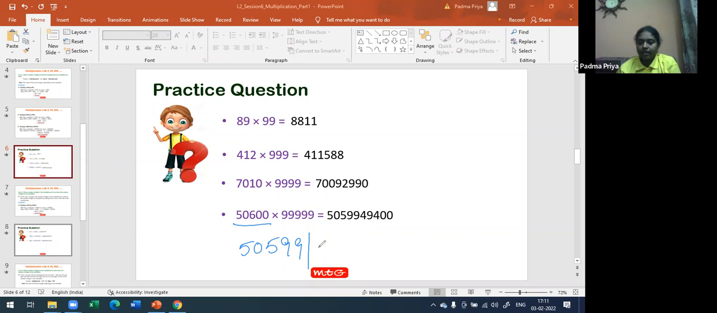Ma'am, I'm getting 505994940. How will you get? See here. 49400 you will get, because there are two zeros in the end. Ma'am, but there should be 9 because we have carry 4, and then 10 becomes 9 and 9 becomes 0. 9 minus 5, 4. 9 minus 0, 9. 9 minus 6, 3. 9 minus 0, 9. 10 minus 0, 10. So 10 will make the carry forward to this 9 and this 9 will become 0 and 3 will become 4.